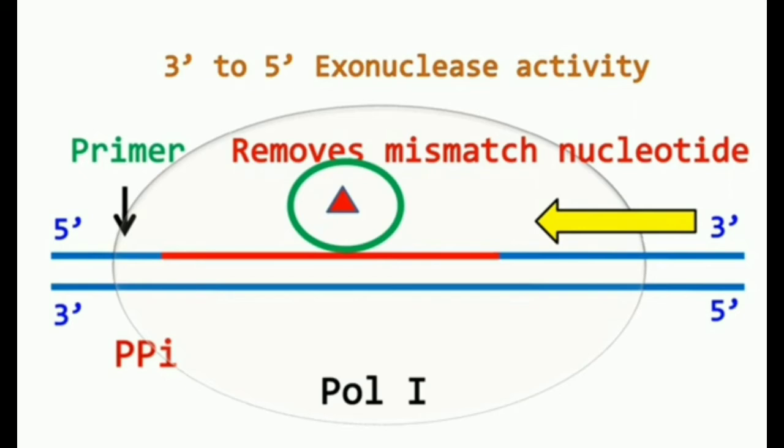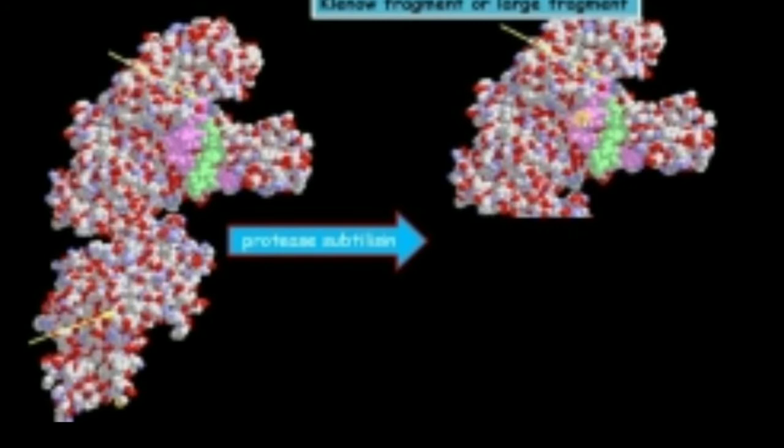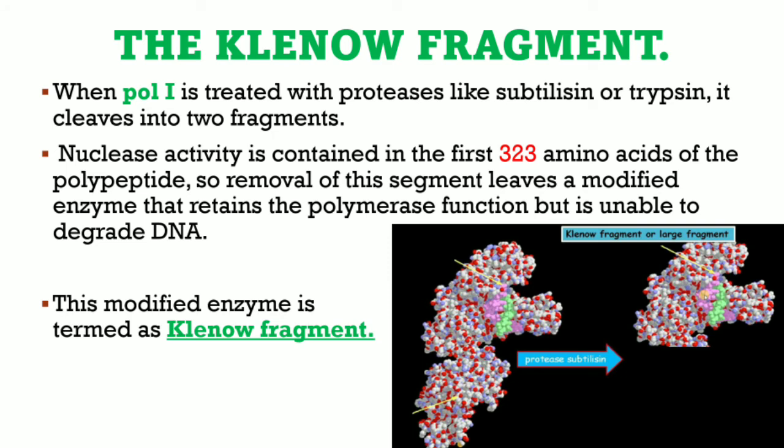The polymerase and nuclease activities of DNA pol 1 are controlled by different parts of the enzyme molecule. The nuclease activity is contained in the first 323 amino acids of the polypeptide. So removal of this segment leaves a modified enzyme that retains the polymerase function but is unable to degrade DNA. This modified enzyme is termed the Klenow fragment.